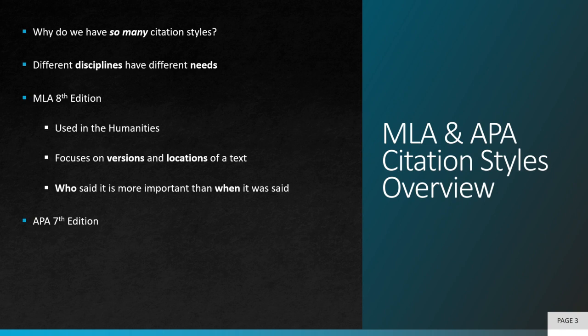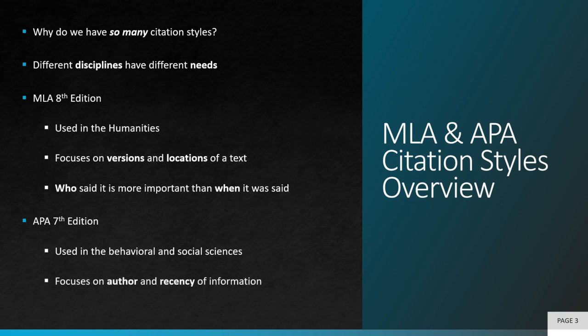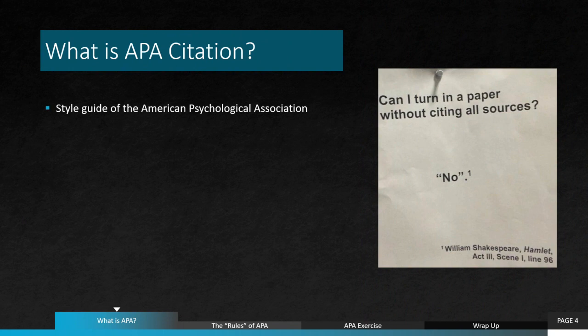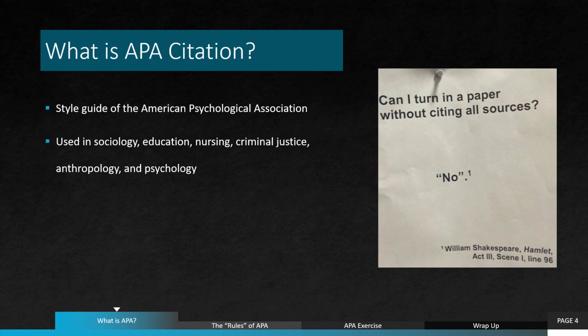APA is currently on its 7th edition and is used in the behavioral and the social sciences. APA focuses on author and recency of information. APA caters to recency and research over authority. APA was created in 1929 by the American Psychological Association. It is used in sociology, education, nursing, criminal justice, anthropology, and psychology. APA's latest edition was published in 2019, where the manual addresses accessibility for people with disabilities for the first time.